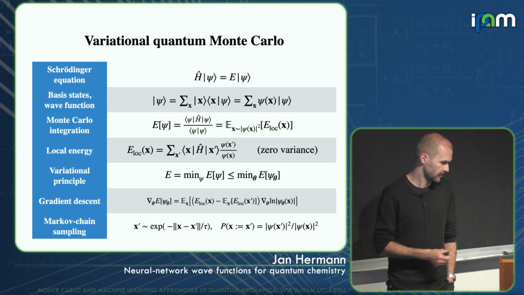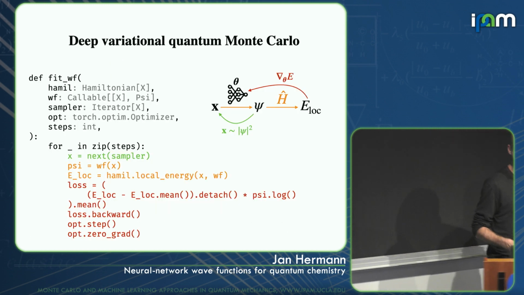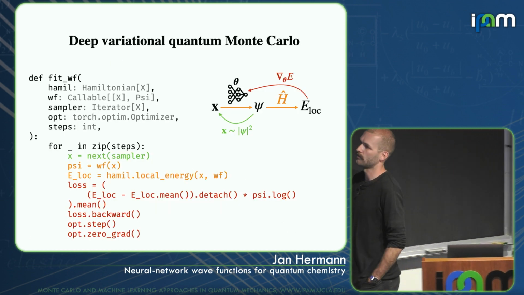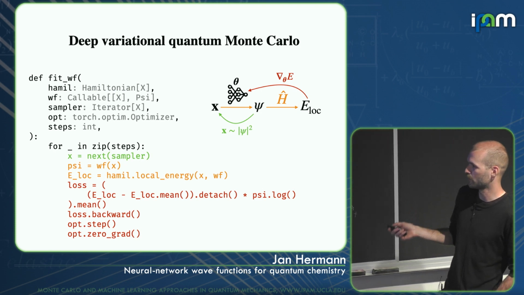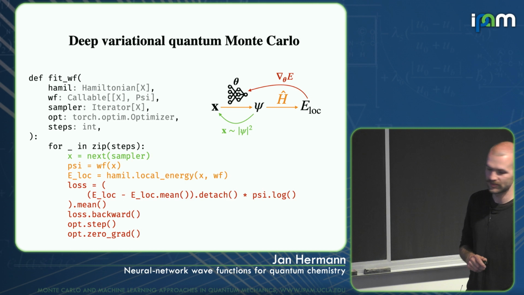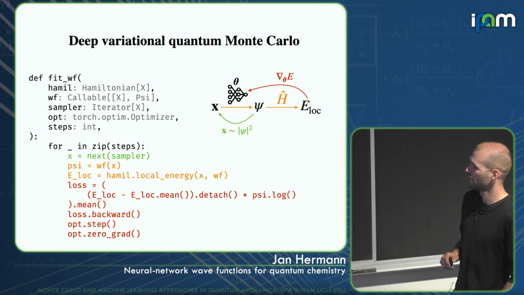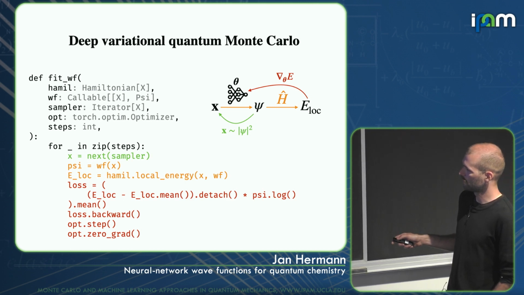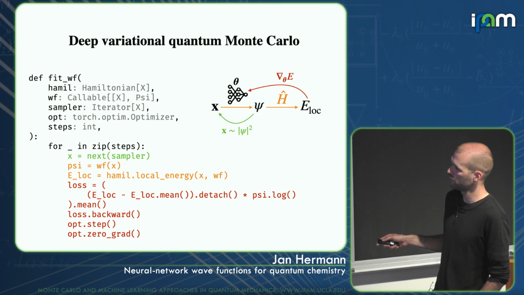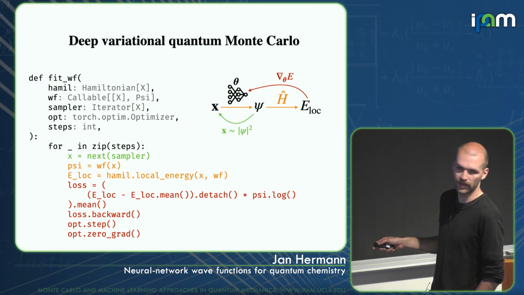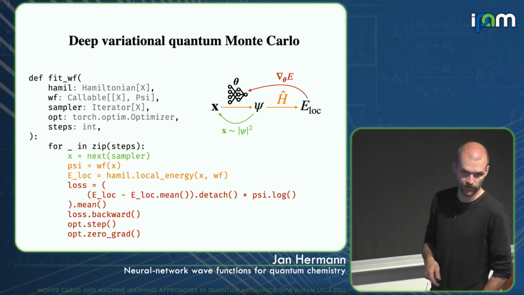And so you can turn this into a very simple code, and this is how you would do it in practice. This is written in PyTorch, which is what I use, but I think it can be pretty much followed as pseudocode. So you have your Hamiltonian, you have your wave function ansatz, you have something that samples from your wave function, and you have your optimizer that does the gradient descent or something fancier.